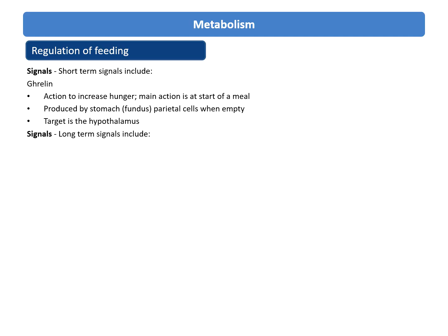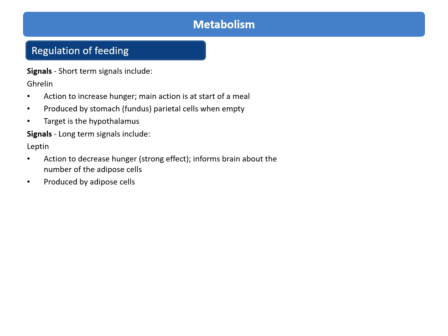Then there are long-term signals. They include leptin. Leptin's action is to decrease hunger. It appears to be a pretty strong effect. It informs the brain about the number of adipose cells. It's produced by adipose cells, and the target is the brain, presumably the hypothalamus.